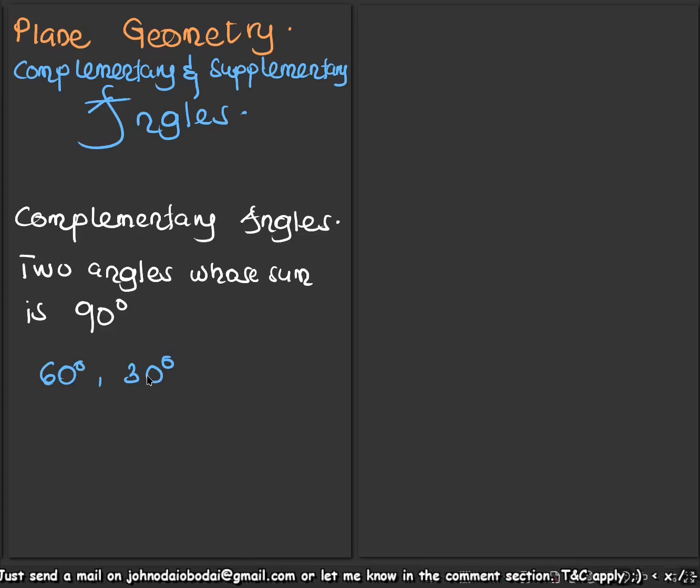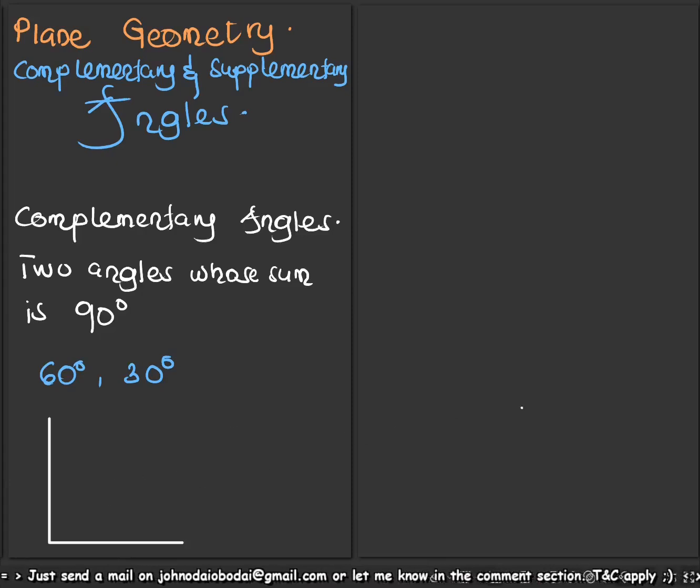There are so many ways you can do it. Even 89 and 1 are complements. So angle 89 degrees and angle 1 degree, so far as if we add them, we get a sum of 90 degrees, then they are complements of each other, or complementary angles. Now, if you remember our previous video, when we were describing the various angles, we said an angle whose measure is 90 degrees is a right angle.